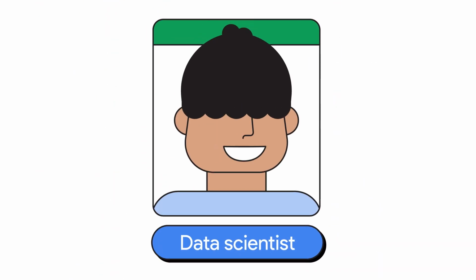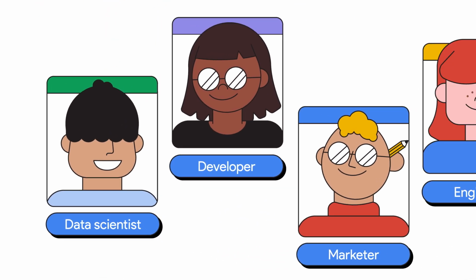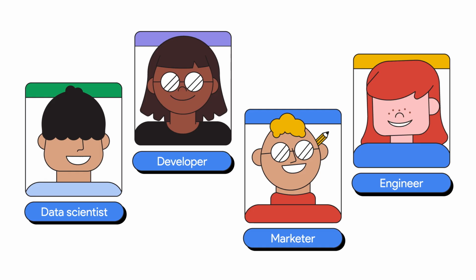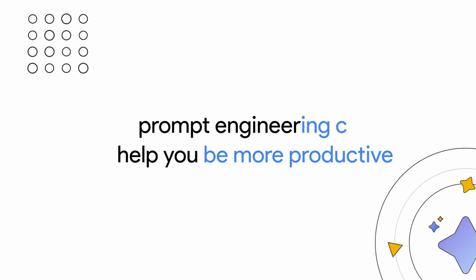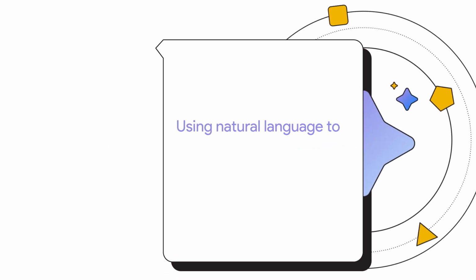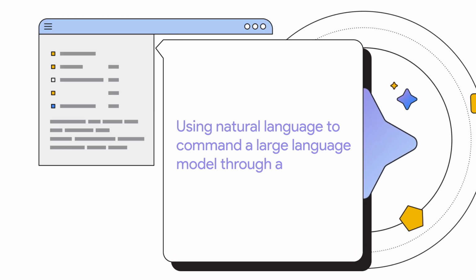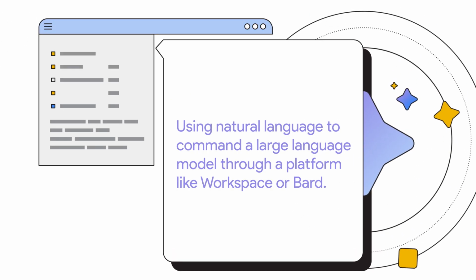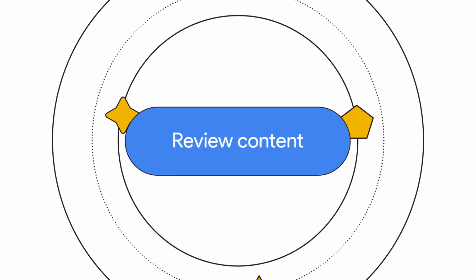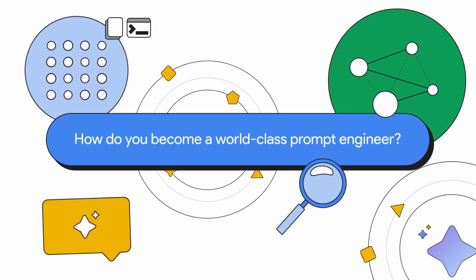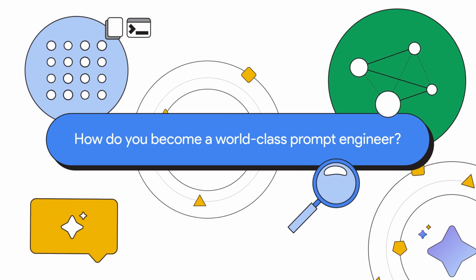Whether you are a data scientist, developer, marketer, or an engineer, productivity is key. Prompt engineering with large language models such as PaLM 2 can help you be more productive. Prompt engineering means using natural language to command a large language model through a platform like Workspace or Bard. With the right prompts, you can have the model summarize, generate, and review content. So, how do you become a world-class prompt engineer?